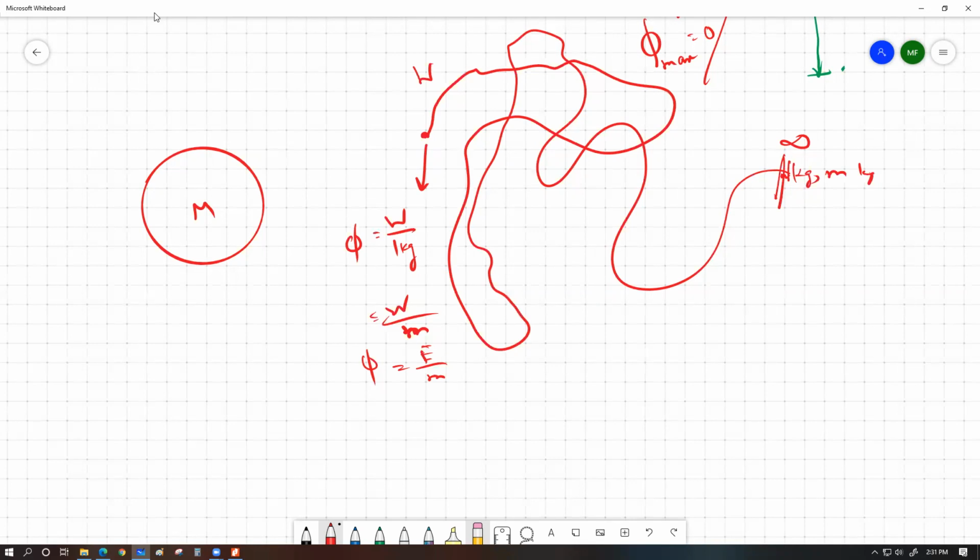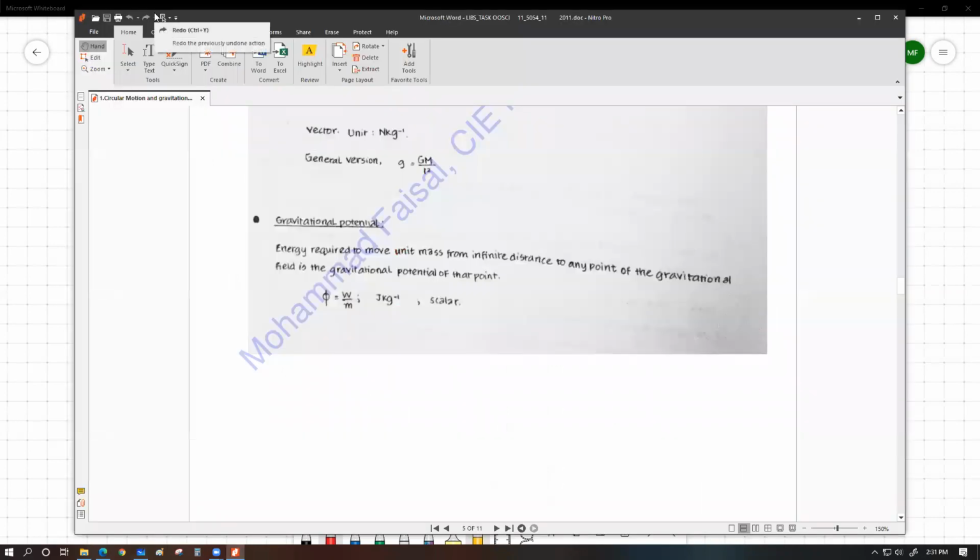So we have said over here that energy required to move unit mass from infinite distance to any point of the gravitational field is the gravitational potential at that point.